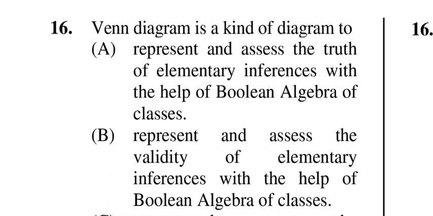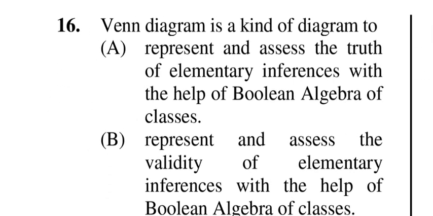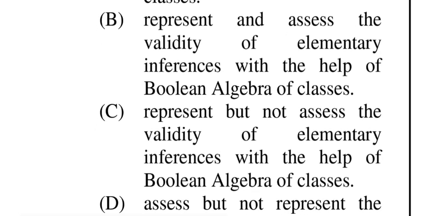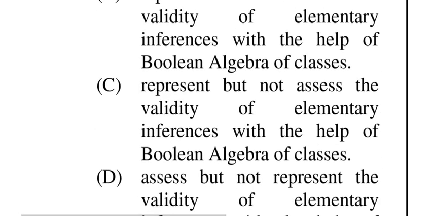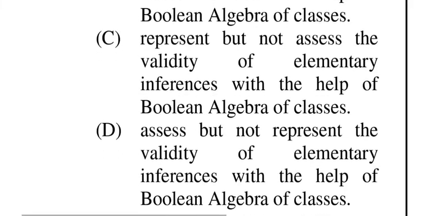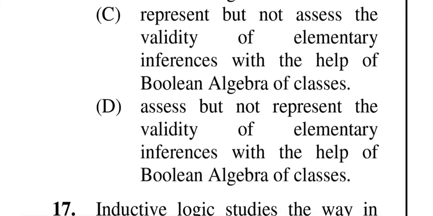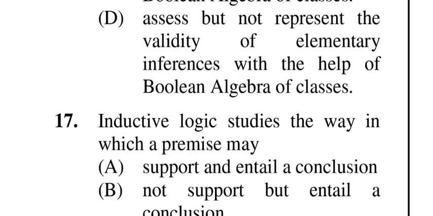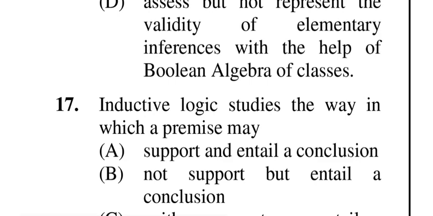Okay, 16. Venn diagram is a kind of diagram to what? A, to represent and assess the truth of elementary inferences with the help of Boolean algebra of classes. B, represents and assesses the validity of elementary inferences with the help of Boolean algebra of classes. C, represent but not assess the validity of elementary inferences with the help of Boolean algebra of classes. D, assess but not represent the validity of elementary inferences with the help of Boolean algebra of classes.